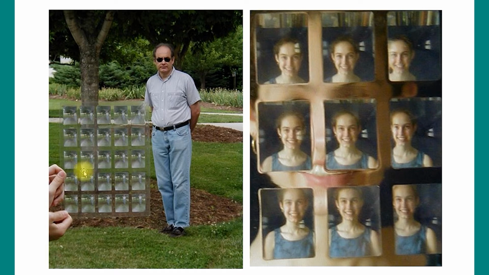And on the sheet, it's like 5 by 5. There's 25, but here we're looking at a subsection, and my daughter standing behind. You can see the 9 virtual images of my daughter. That's Krista.